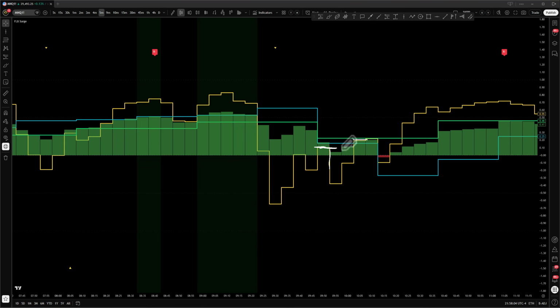This one right here closed up over this one now, and over this one, obviously. And the histogram closed higher than the previous histogram. So this one did its job.